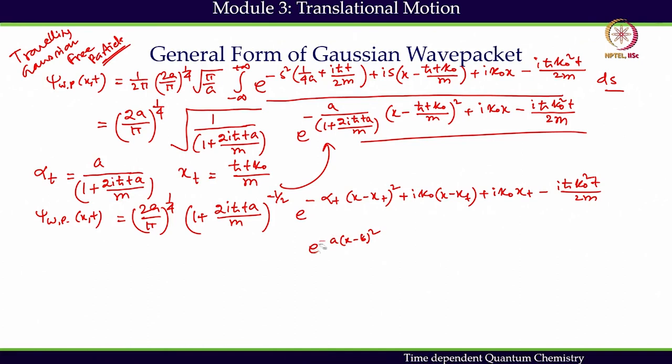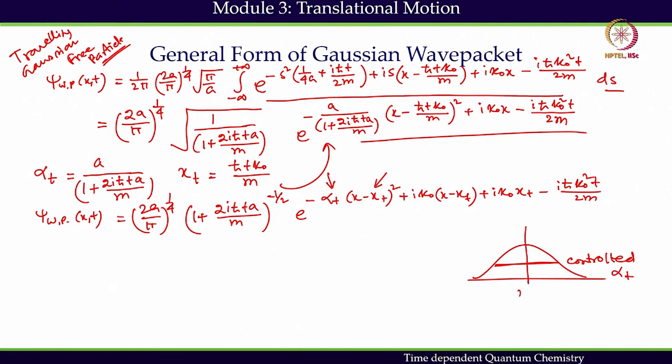So it is quite clear that this alpha t is going to control the width of the Gaussian and x t is controlling the center of the Gaussian, which means I have a Gaussian whose width will be controlled by alpha t. It is not proportional to alpha t, I will show how it is related. It is controlled by alpha t and the center position is controlled by x t. So that is the basic idea, the meaning of this function.